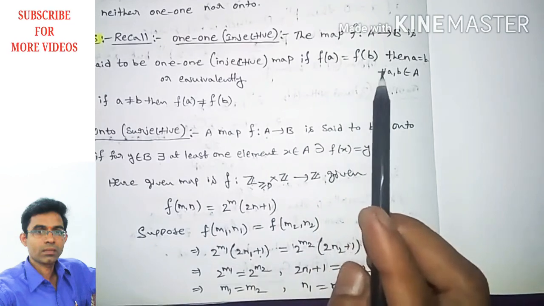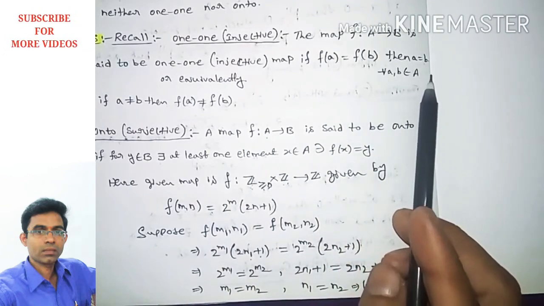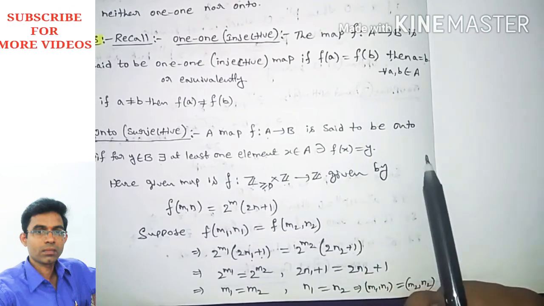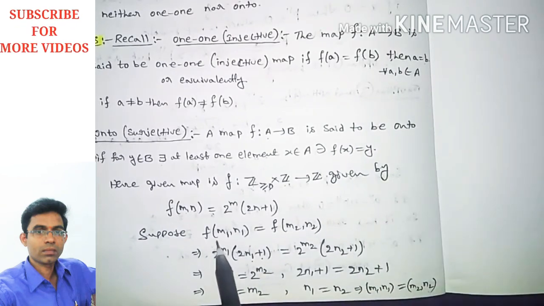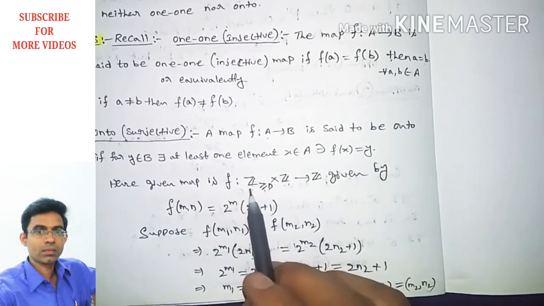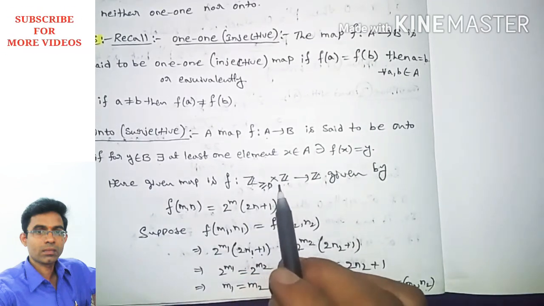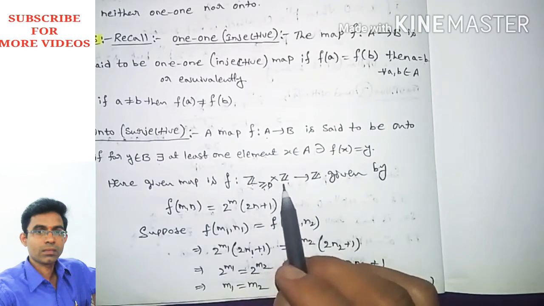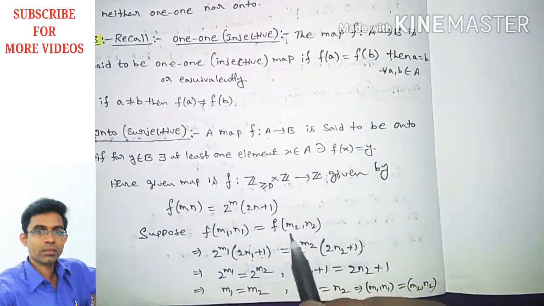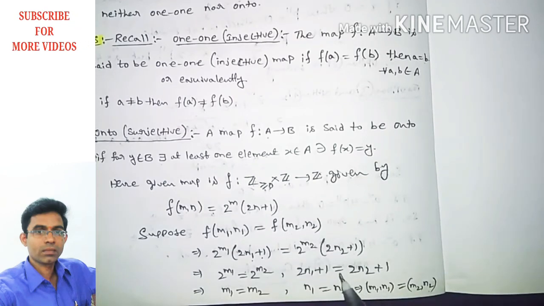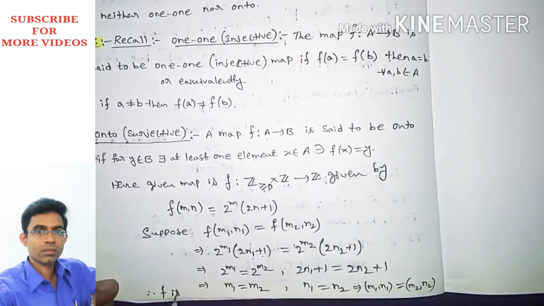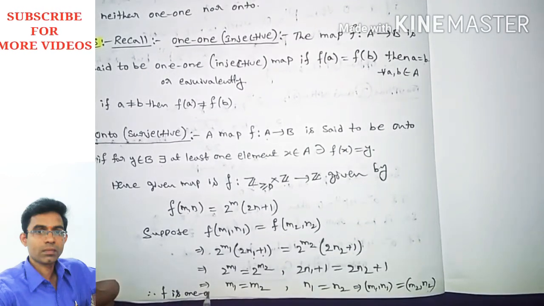If f(a) is equal to f(b), then we have a is equal to b, and that is true for all a, b belonging to capital A. So here the elements (m1, n1) and (m2, n2) belong to the set Z greater than or equal to 0 cross Z. This is a Cartesian product, meaning it contains the set of all ordered pairs. So we have f is one-one. Therefore f is one-one.